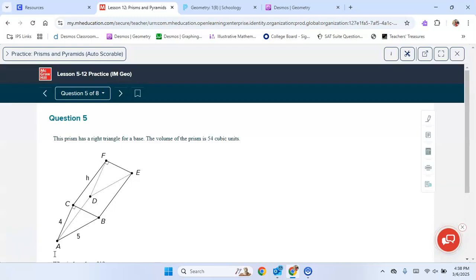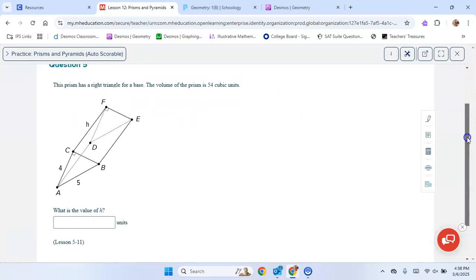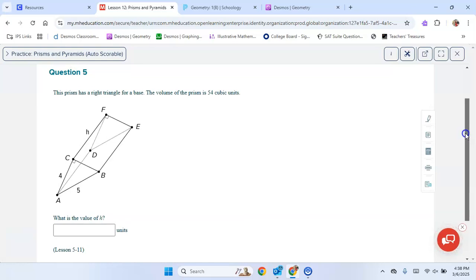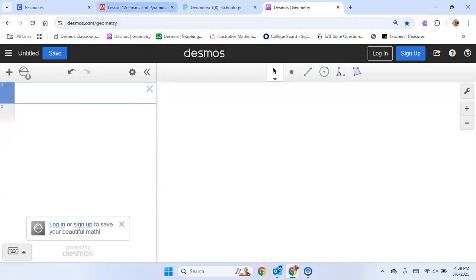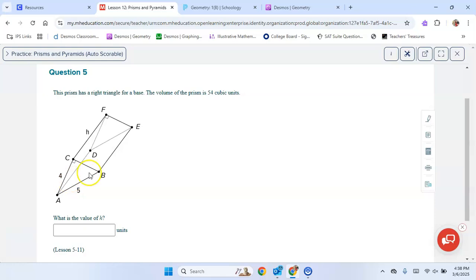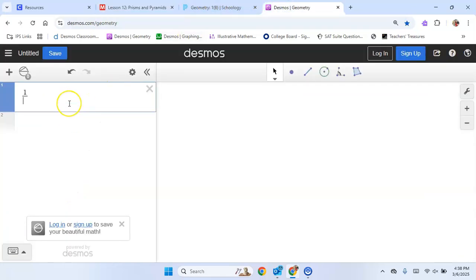Question 5. This prism has a right triangle for a base. The volume of the prism is 54 cubic units. What is the value of H? So we want to find the height of that prism. You find the answer by the area of the base times the height. So it's the area of the triangle, which is 1/2 times base times height.